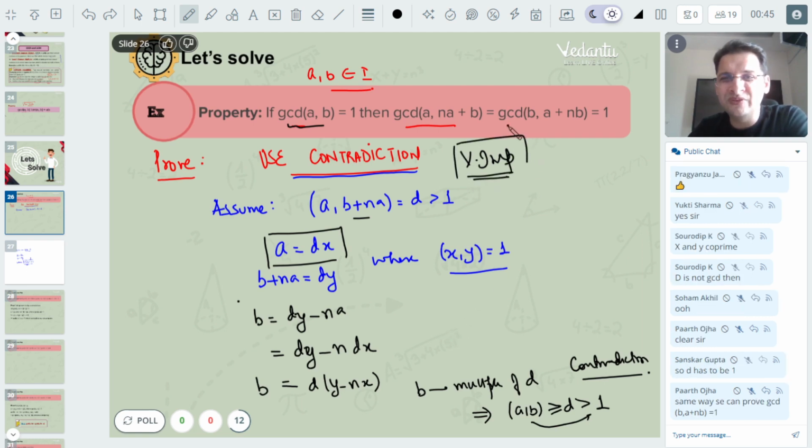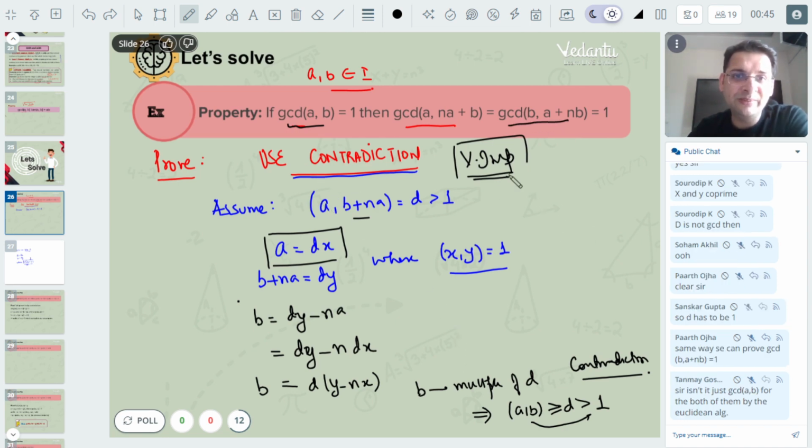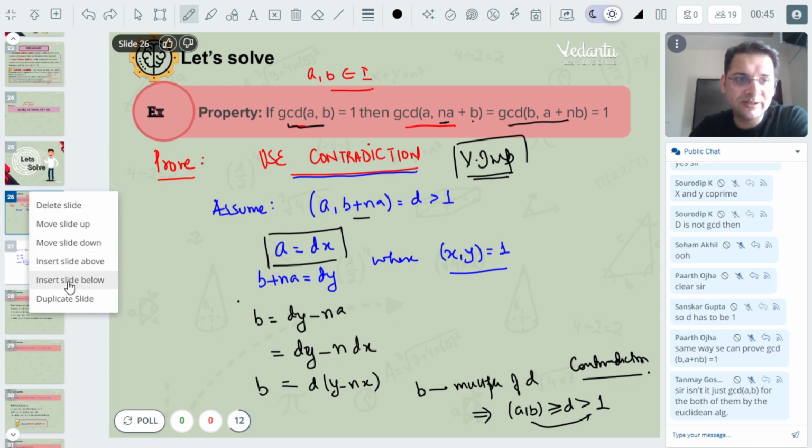Yes, same way we can prove this. Is it clear? This is very important, guys. If two numbers have GCD 1, then the first number plus any multiple of the second number is always going to be co-prime with the second number. Let us take a feel of this.